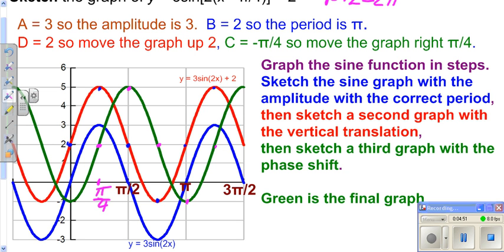This one, move it over a fourth of a pi. And then I draw a new smooth curve going through the pink. And that gives me my green graph, which is my final graph.